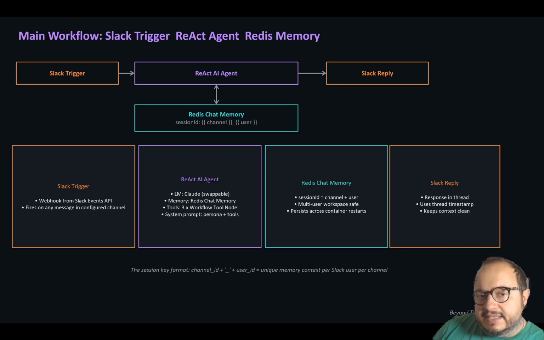Now add a Redis chat memory node. Connect it to the agent's memory input. The critical field is the session key. Set it to Slack trigger item JSON channel. This will concatenate the channel ID and user ID into a unique session key. Each Slack user in each channel gets their own memory context. The agent cannot accidentally blend conversation between users. Finally, add a Slack reply node, wire the agent output to it, configure it to reply in the thread using the thread timestamp from the trigger output. This keeps conversations clean, one thread per topic.